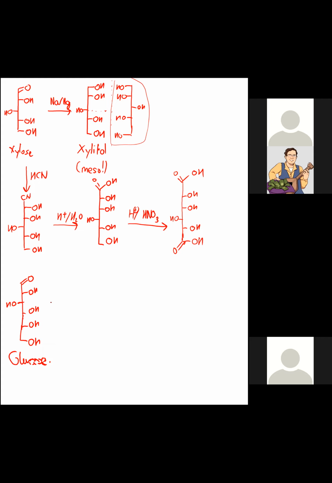So if we take glucose and we just oxidize the crap out of it, so we do a double oxidation, first with bromine, then with the other thing.